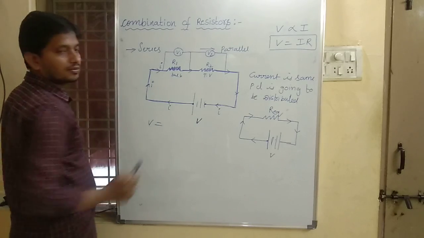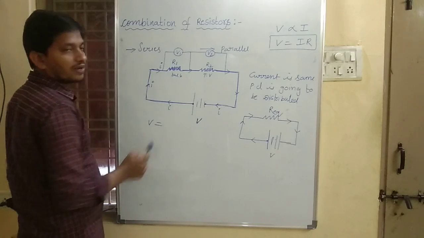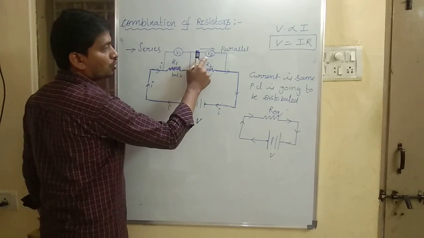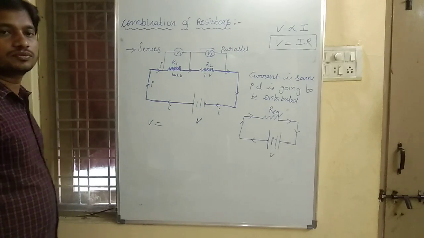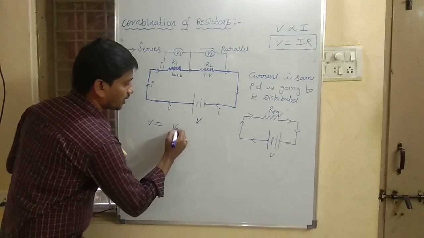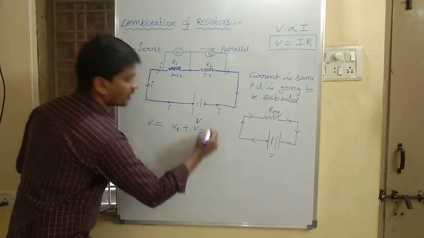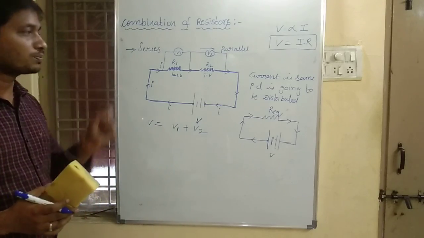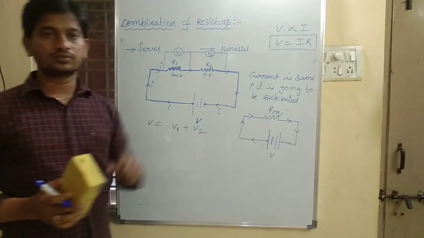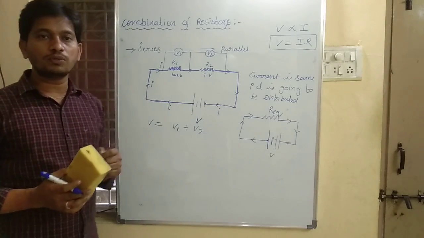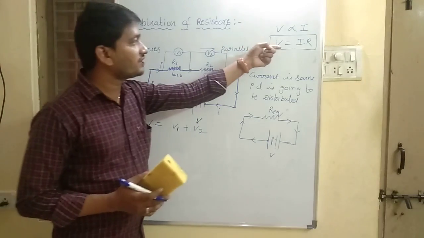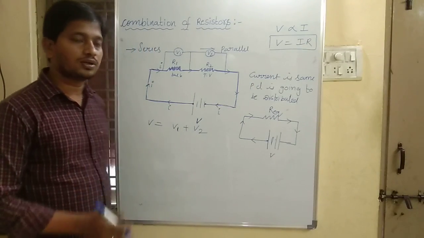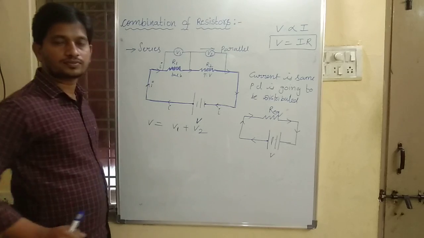Across resistor R1, the potential difference is V1. Across resistor R2, the potential difference is V2. So V is distributed as V1 and V2. So V equals what? V1 plus V2, because potential difference is distributing. According to Ohm's law, V equals IR. So total potential difference V.